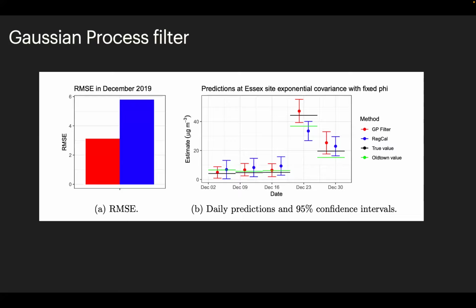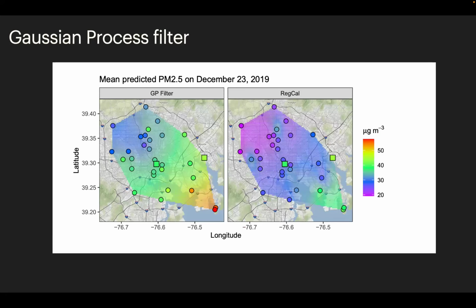But also if you look at particular performance on each of the days, you can see that for the days where the air quality was good, both models do similarly well. But then on December 23rd, when the air quality spiked, our model correctly captured the spike that is not captured by the regression calibration model. So this is a map produced by the two methods on December 23rd. And as you can see, the elevated levels were not being picked up by the regression calibration, while they were consistently picked up by the GP filter.